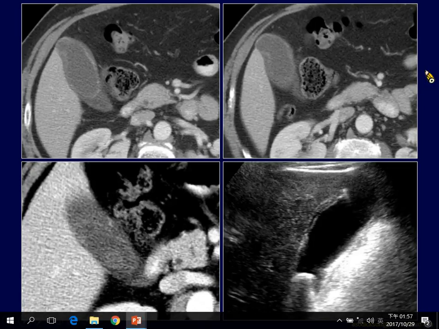Here's the appendix, right up in Morrison's pouch. This could easily have been an appendicitis case, but in fact, as you all can tell, we have truly wall thickening here. We have an impacted gallstone in the neck. This is a cholecystitis case.